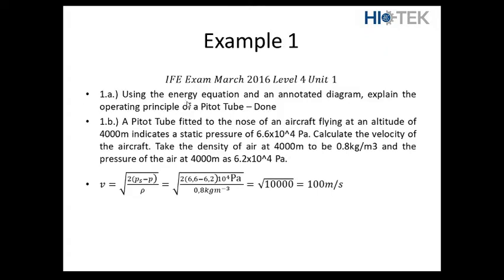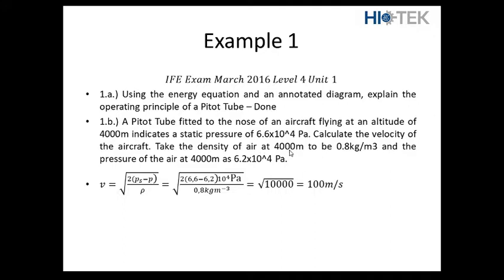So let's look at an example. This is from the Institute of Fire Engineers exam, March 2016, level 4, unit 1. The first question is, using the energy equation and an annotated diagram, explain the operating principle of a Pitot tube. Well, we've done that. The next question is, a Pitot tube fitted to the nose of an aircraft flying at an altitude of 4,000 meters indicates a static pressure of 6.6 times 10 to the 4 pascals, or 66 kilopascals. Calculate the velocity of the aircraft.